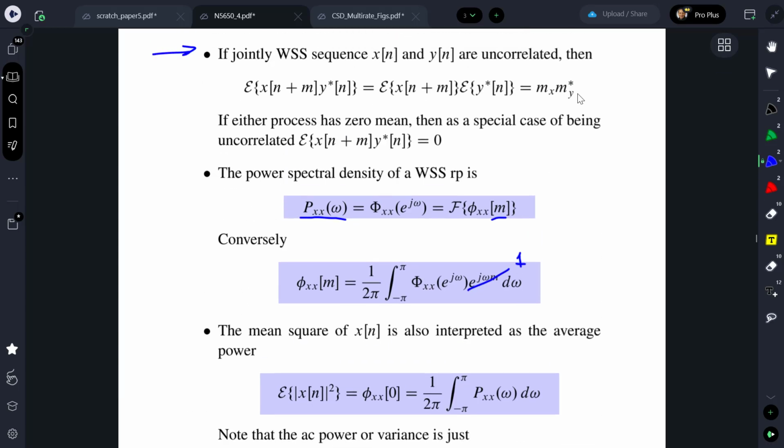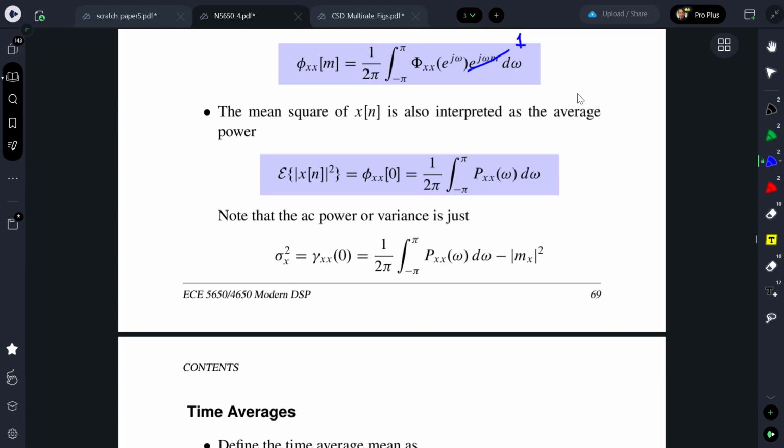So that gives us a really important property that says integrating the power spectral density, we can get back the power in the random process. And for the special case of a zero mean process, or considering the autocovariance, the variance or the power in our signal x is just going to be the autocovariance at 0, which is integrating the power spectral density and subtracting the squared mean. But if we have a zero mean process, then that's going to be 0, and so we can get the power by integrating the power spectral density.